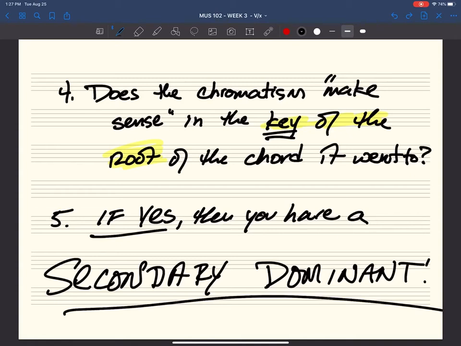Yeah, so if that works, then you've got a secondary dominant. If it doesn't, and if you watch the video on the Louis Armstrong, What a Wonderful World, there's a couple in there. I kind of paused and I went through the whole thought process, and we come up with these chords that don't work. And that just means they're not secondary dominants. They're a different type of chromaticism that you'll start to encounter as you move further and further through analysis.